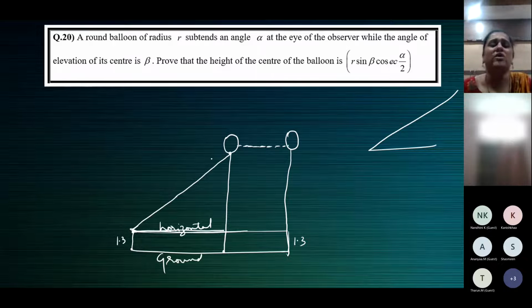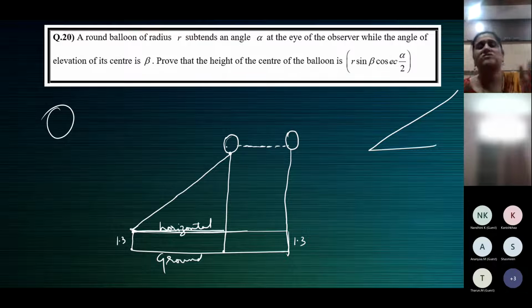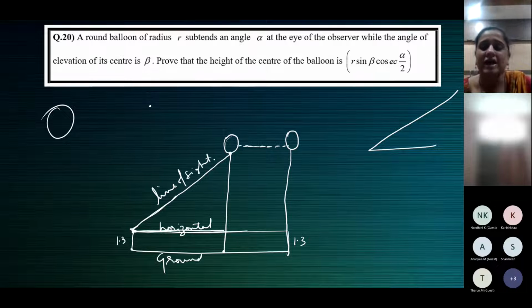Because everything is a fine dot. Balloon you cannot draw like this. This is the balloon, that's all. We're just showing the circle for us to understand. But everything is just a dot here. This is the position of the balloon. Okay, so this is the horizontal and this is the line of sight. Line of sight. So the angle between the horizontal and the line of sight is the angle of elevation, which is initially 60 degrees.